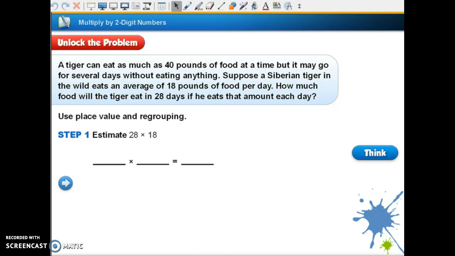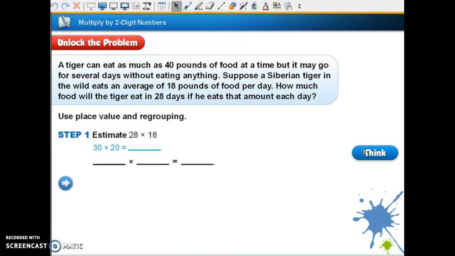Okay, we're going to estimate first. Why do we estimate? Yes, if our answer is close to our estimate, if we estimate correctly, then we should know that our answer is close. So we're going to estimate to the nearest 10. So 28 would round up to 30, and 18 would round up to 20.